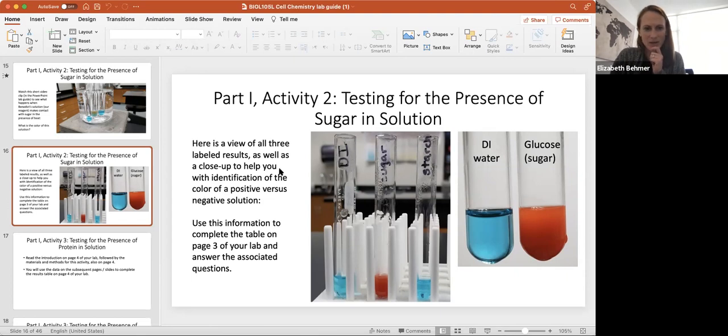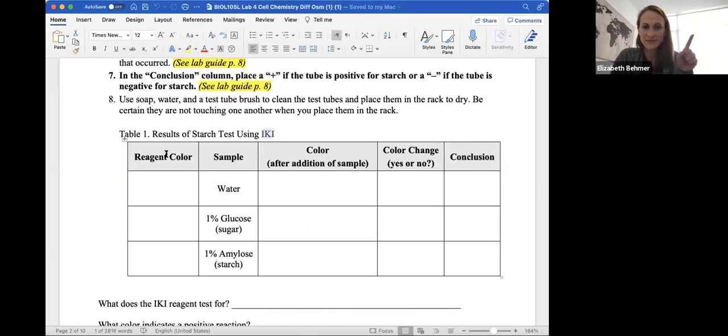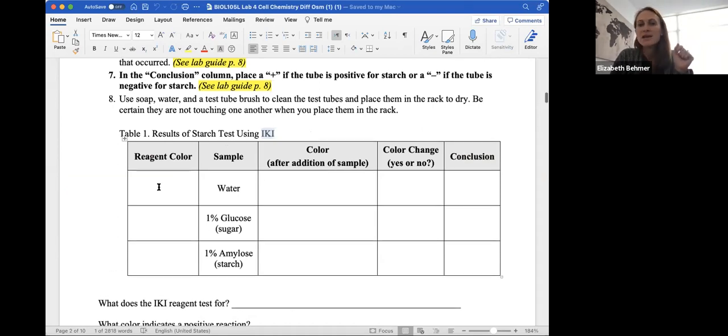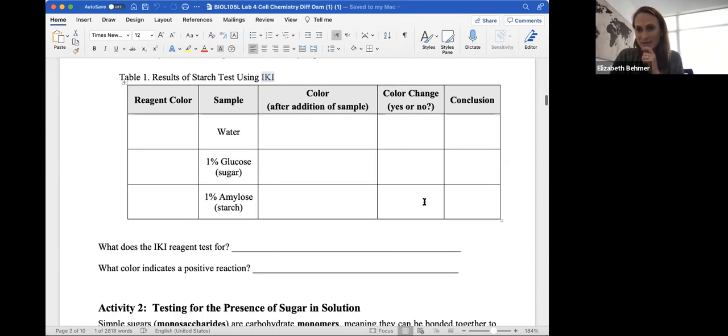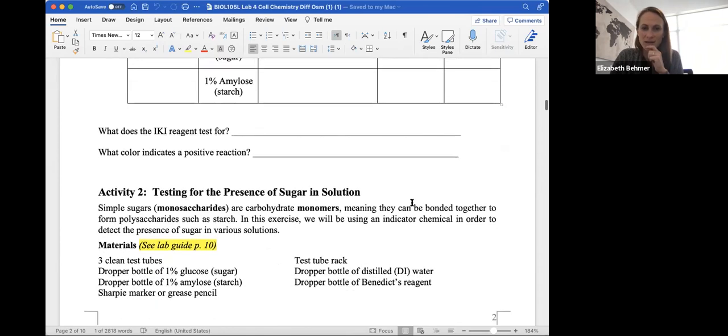So for example, this is activity 1, the reagent color of IKI was yellowish or honey. And then after we added the sample, one of them changed color. It was the starch, and it changed to black. So that gave the positive indication that there was starch there because the reagent changed color.